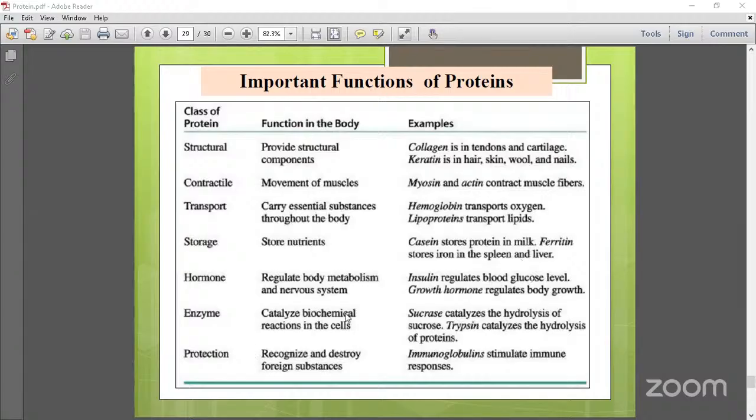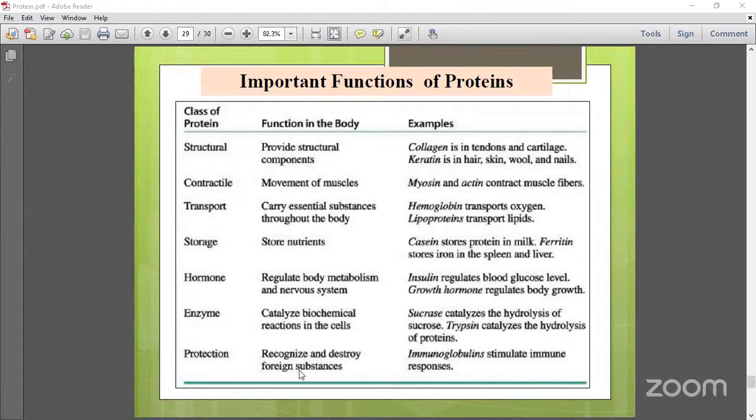When it comes to hormones, which regulate the body metabolism and the nervous system, as everyone knows, insulin regulates the blood glucose level, and growth hormone regulates the body growth. And enzymes catalyze the biochemical reactions in the cells: sucrase is the enzyme that catalyzes the hydrolysis of sucrose, and trypsin is the enzyme that catalyzes the hydrolysis of protein. And protein protection.